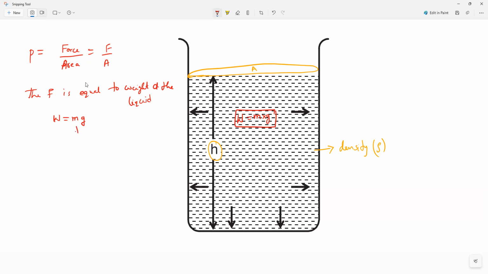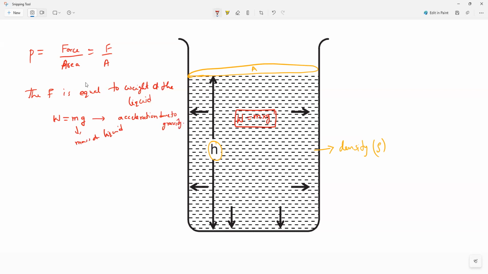What do you mean by m? M means mass of the liquid. G means acceleration due to gravity. Any problem for anybody?